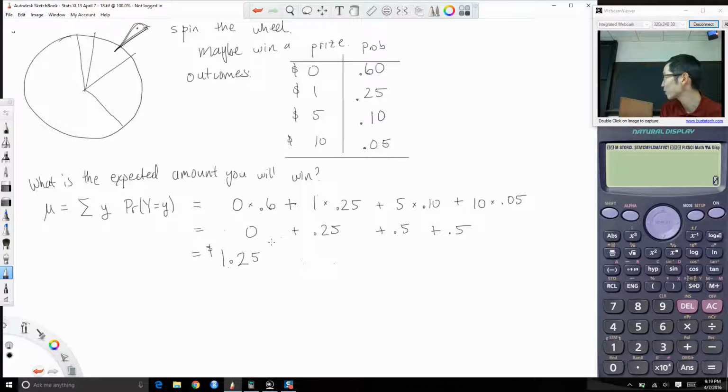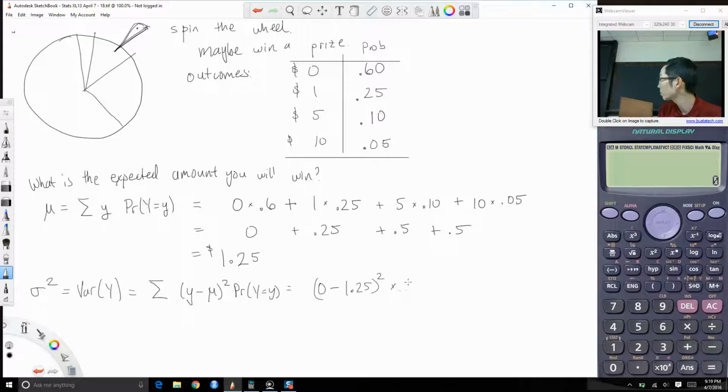Okay, so this is what we have for our expected value here. Is that okay? All right. Okay, and then let's do our variance. So the variance of y is going to be the sum of each value minus the mean, squared, times the probability of getting that. So I'm going to take each value and subtract off the mean. I'm going to do 0 minus 1.25. So this requires that we've calculated the mean. I'm going to square that and multiply that by 0.6.